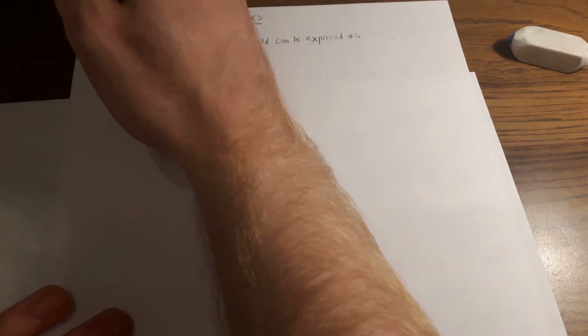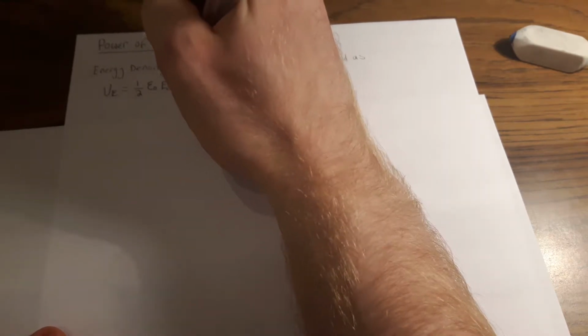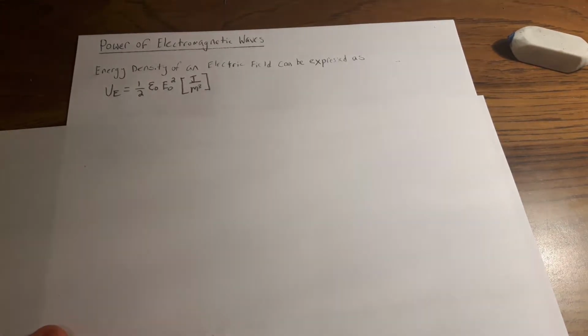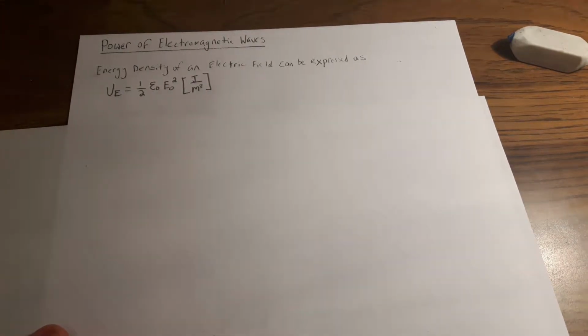So the energy density of an electric field can be expressed as U_E is equal to 1/2 epsilon naught E naught squared. And that has units of joules per meter cubed. E naught here is the peak value of the electric field.